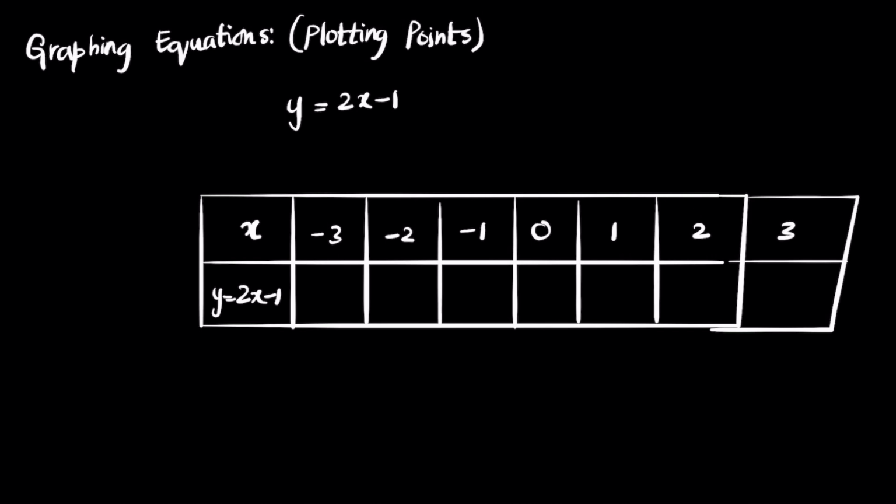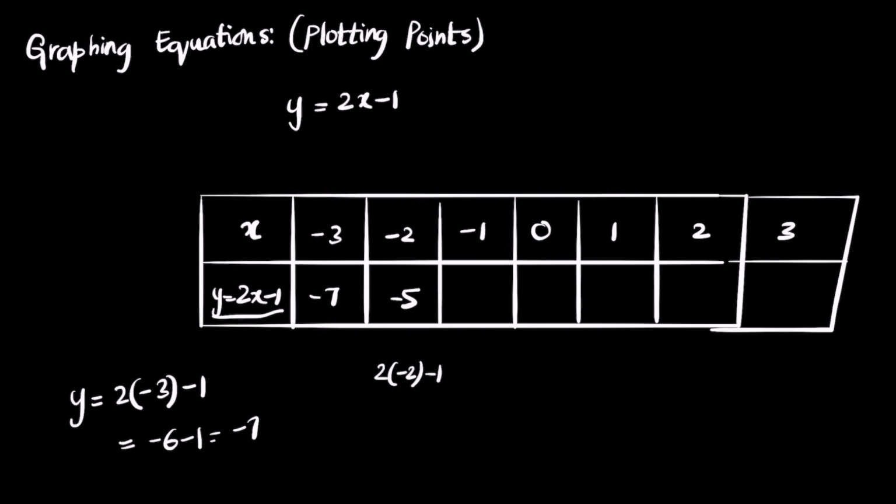So when you try this, next how do you get y equal to 2x minus 1? Try to substitute the x value in the equation. So y equal to 2 into this. In place of x, substitute the value minus 3, minus 1. So 2 into minus 3 is minus 6, minus 1. That gives you minus 7. If you substitute the same way for the second value, you have 2 into minus 2 minus 1. That is minus 4 minus 1. That gives you minus 5.